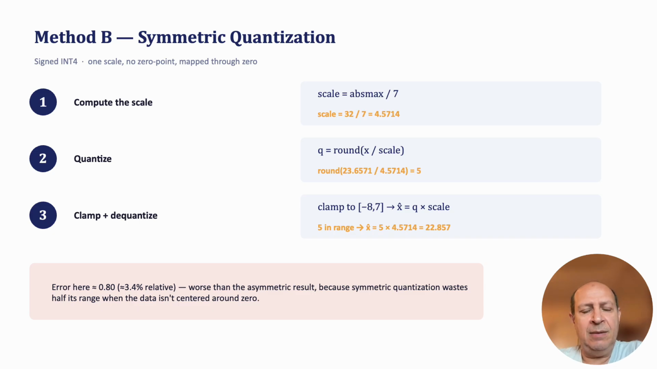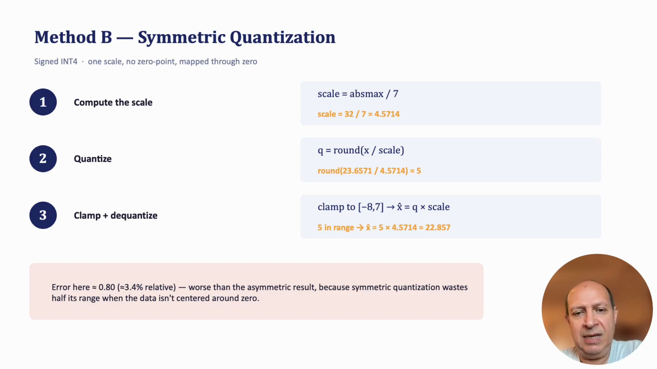Let's quantize the same number, 23.6571, but with symmetric quantization this time. And let's call this method B. As we explained earlier, with symmetric quantization, the quantization levels start from -7 all the way through 0 to 7. So the first step is always the same.